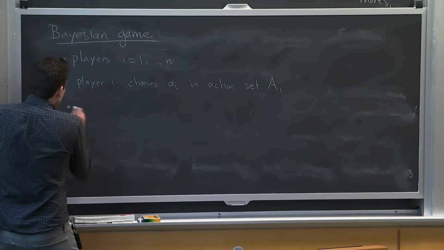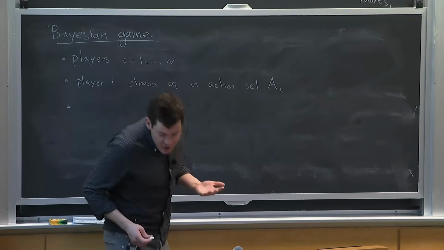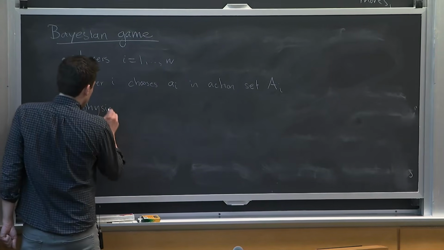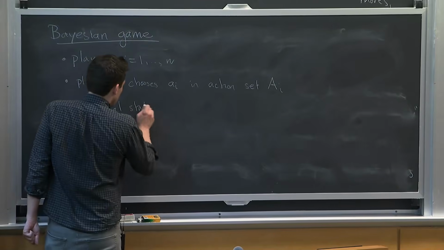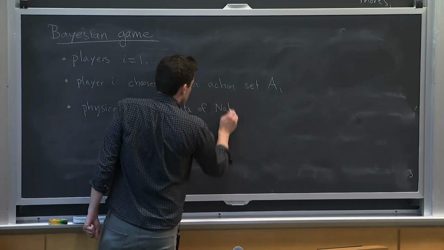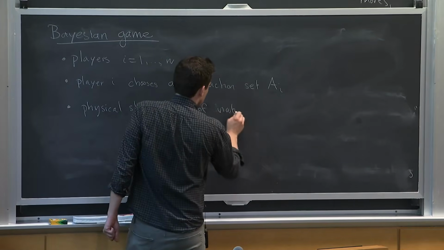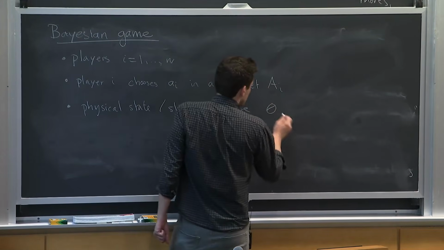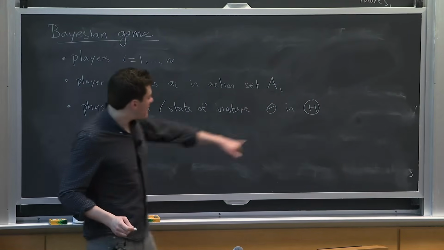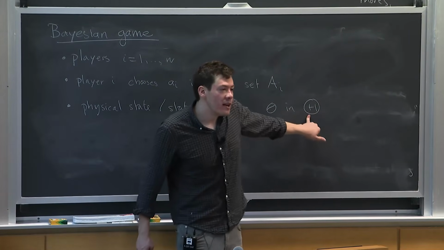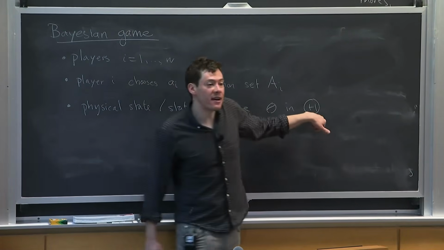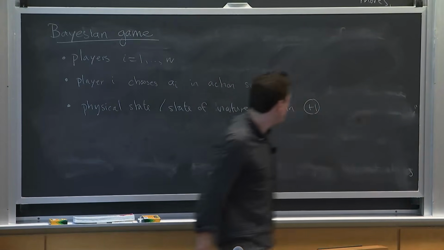But then there's going to be some state of nature, maybe our physical state, or sometimes called a state of nature, theta, which is going to be in some set big theta. I don't know if we've used theta before. When I write theta, it just looks like an H with inside a circle, but that's so that we can see the difference. Little theta is like this, big theta is like this. So I know it looks weird, but that's how I write it on the board.